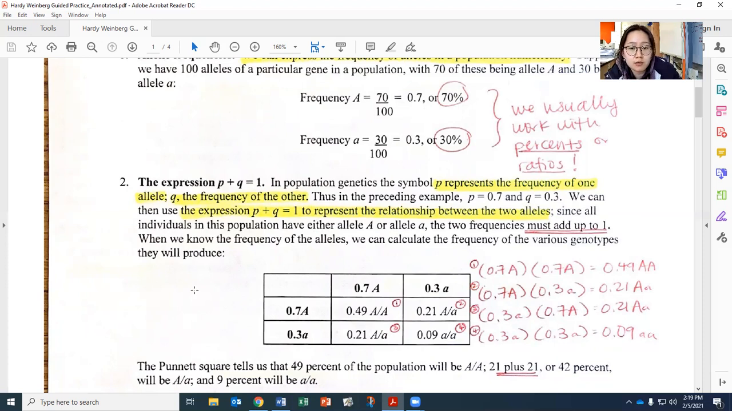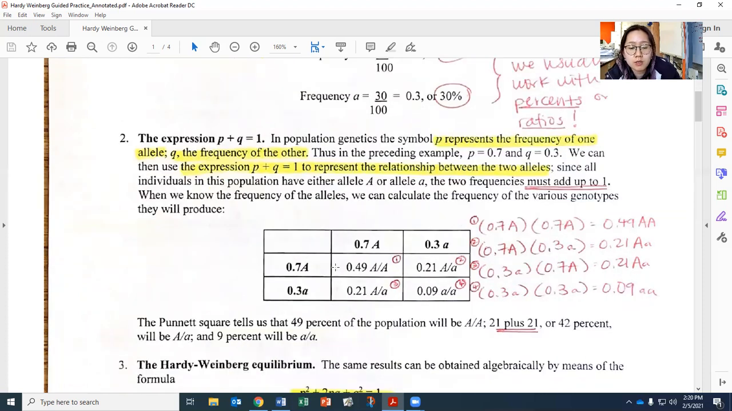When we know the frequency of alleles, we can calculate the frequency of the various genotypes they will produce. So here's a diagram of how you would do a Punnett Square version to explain what is happening when you're finding the number or percents of each genotype based on the allele combinations. It's the same way as if you have 2 heterozygotes, and they come with numbers this time because you actually know the percentage of chances that this allele is going to be passed down. And so we have a 0.7 capital A and a 0.7 capital A on both, and a 0.3 lowercase a on both.